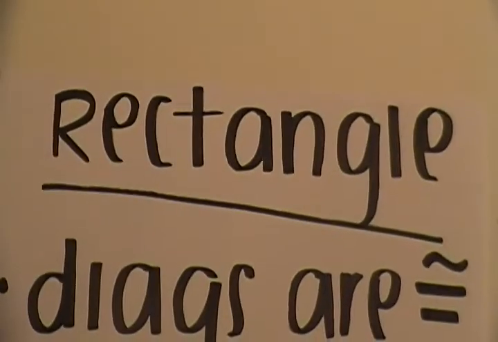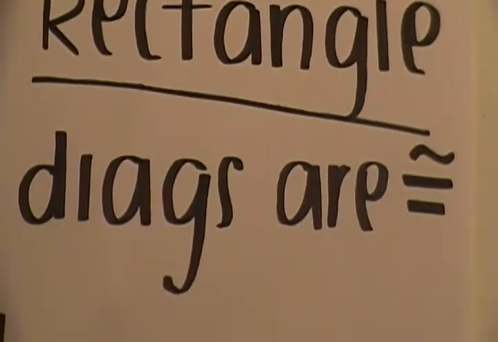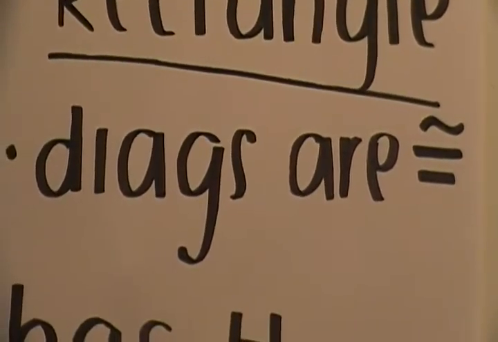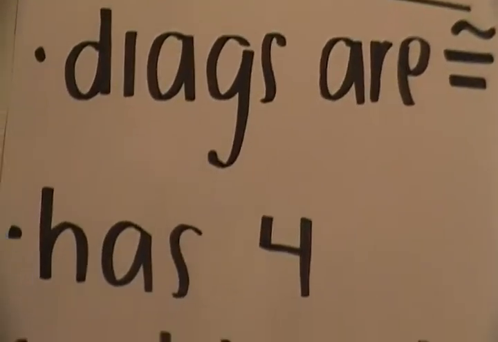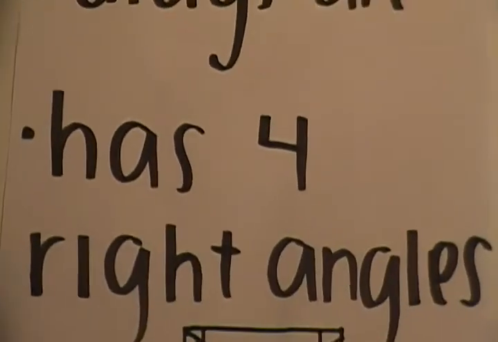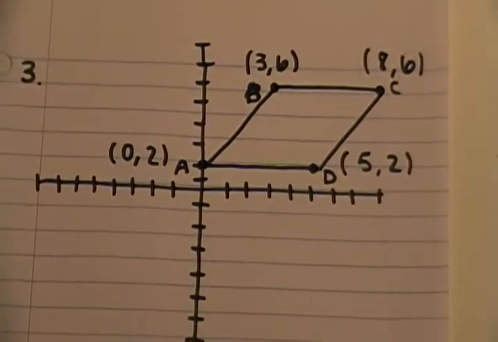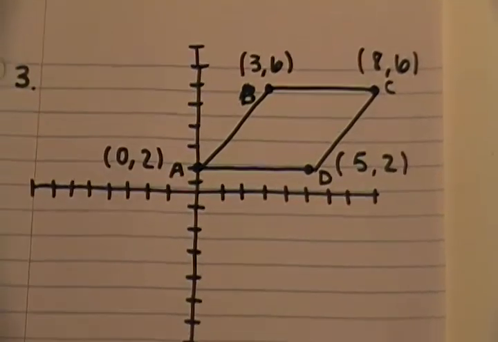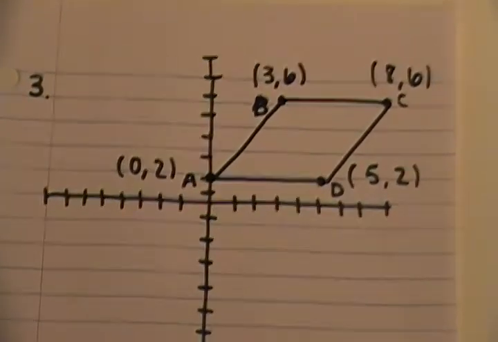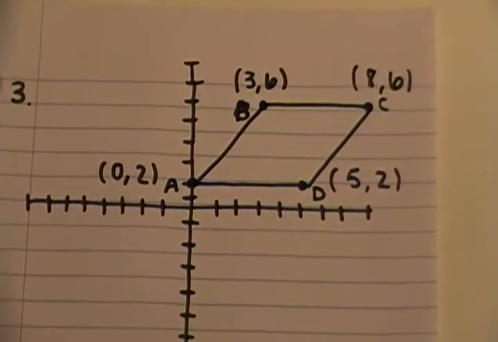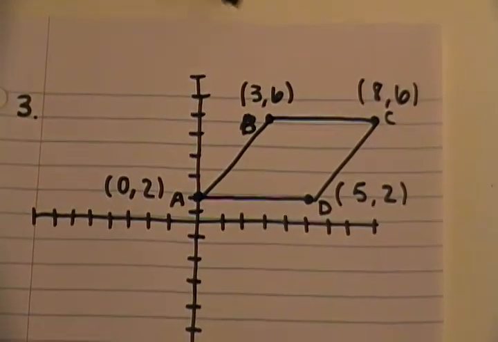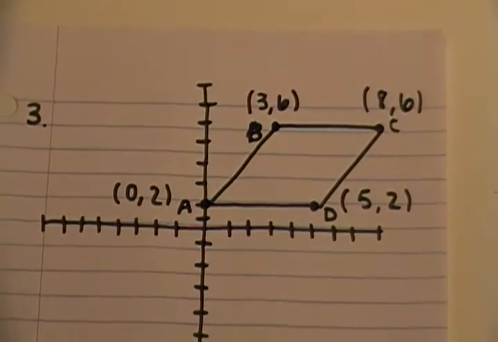In order for a rectangle to be a parallelogram, the diagonals have to be congruent, and it has 4 right angles. So we're going to use this graph, and we're going to try to see if the parallelogram is a rectangle or not. We're going to use these points right here to find that.